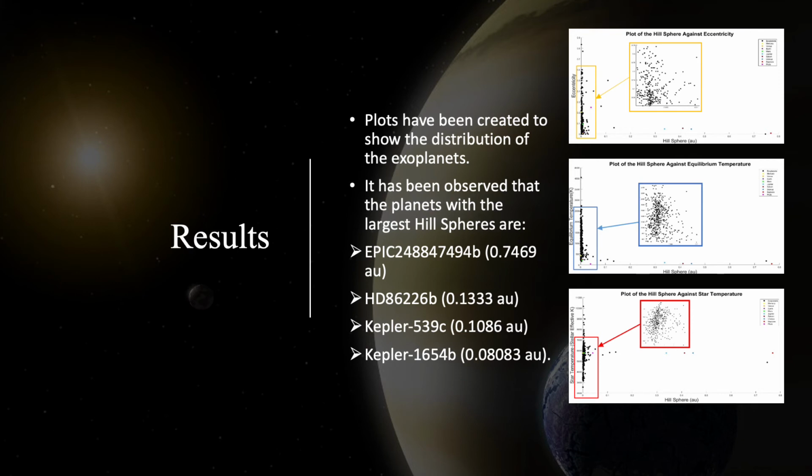After analysing it further and using the spreadsheet I had initially created, I have been able to identify those outliers and what planets they are, and they are listed just here. The Hill spheres were interestingly large, but further research would need to be conducted to see whether they have the right properties to host an exomoon.